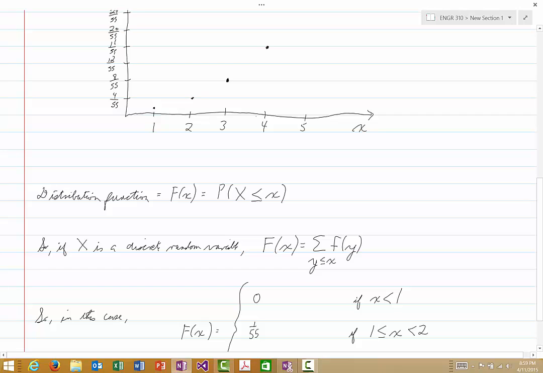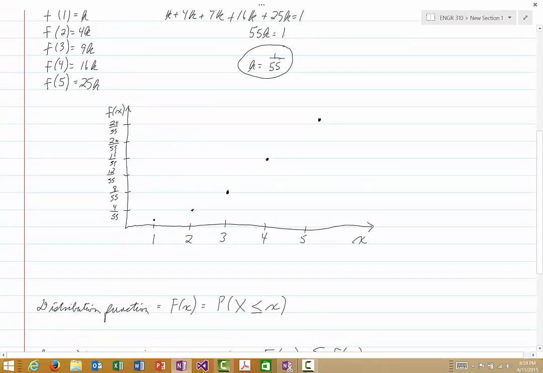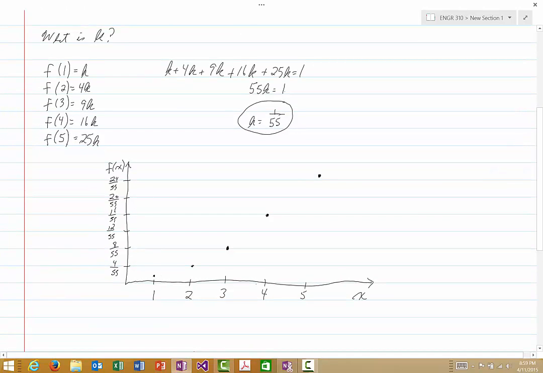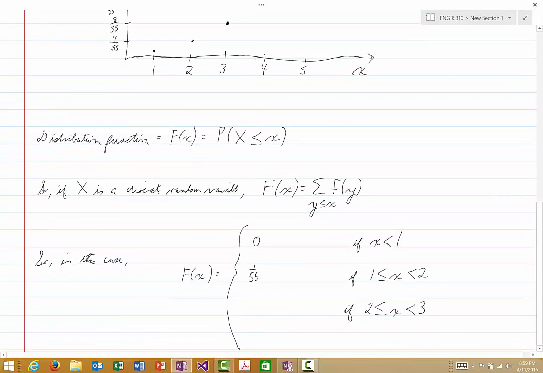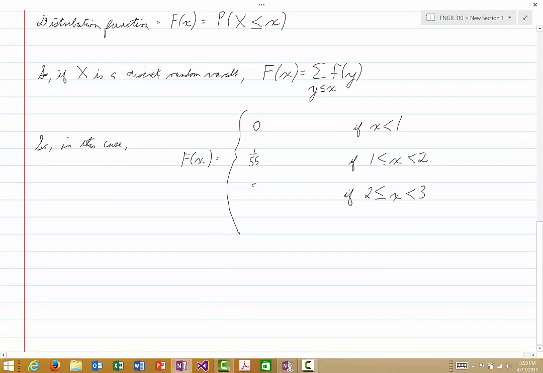And I believe you see why this is now also frequently called the cumulative distribution function, because now we have to accumulate. In the previous case, we had just 1 probability. Now we have to have 2. In the next case, we'll have 3, and then 4, and so on. So in this case, we add up 1 and 2. We have k plus 4k, so 5k, which is 5 over 55 in this case.